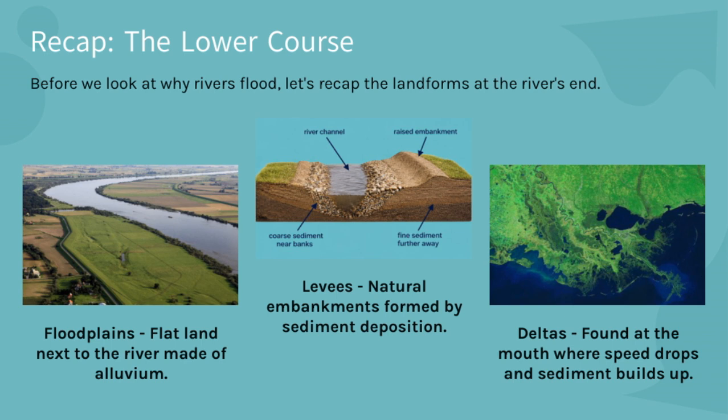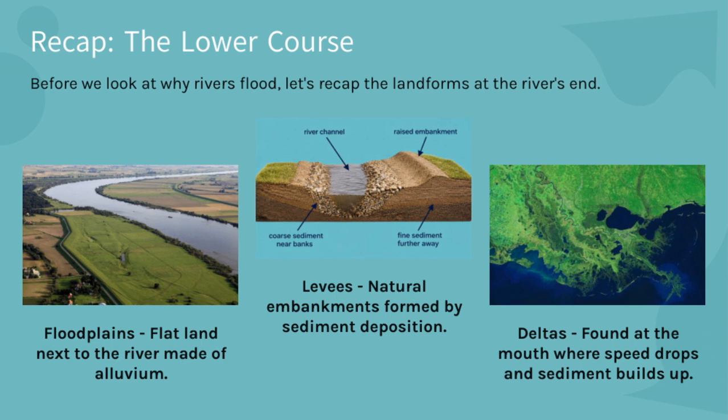The third feature is a delta. A delta forms at the mouth of a river, where the river slows down as it enters the sea or a lake. Because the river loses energy, it deposits sediment. Over time, this sediment builds outwards and can create new land.